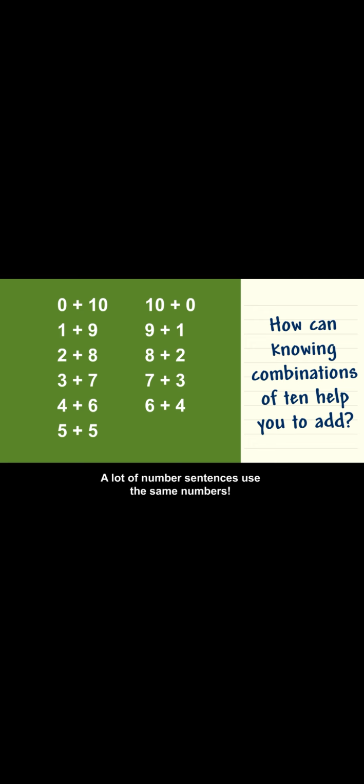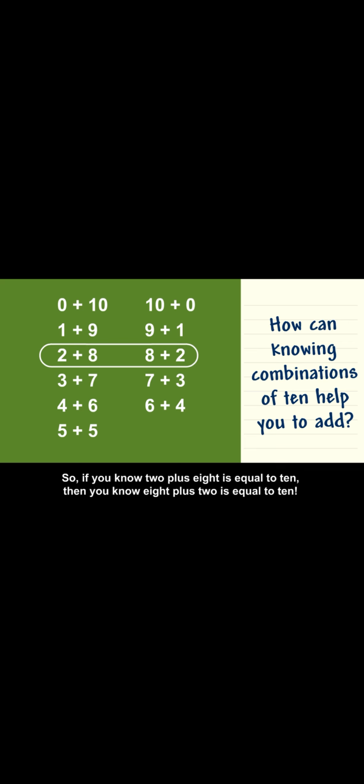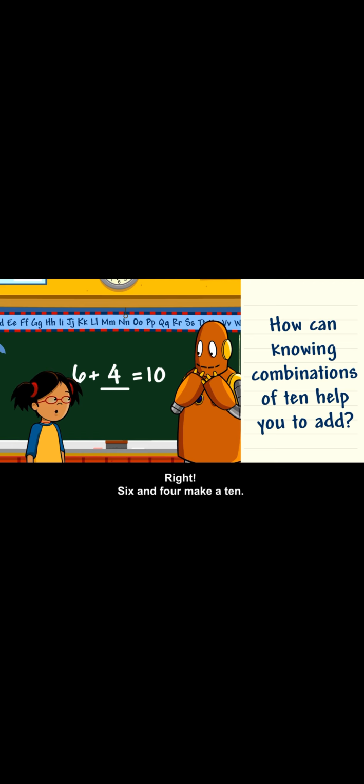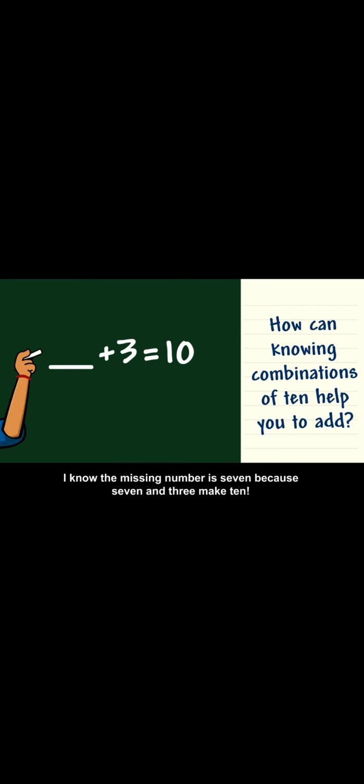A lot of number sentences use the same numbers. So, if you know 2 plus 8 is equal to 10, then you know 8 plus 2 is equal to 10. When you memorize ways to make 10, you can solve some tricky number sentences quickly. What's the missing number? Right, 6 and 4 make a 10. I know the missing number is 7 because 7 and 3 make 10.